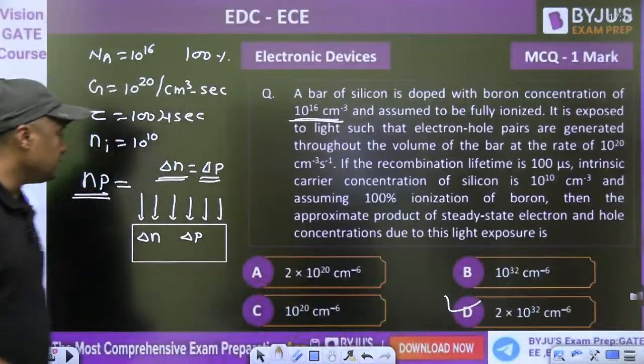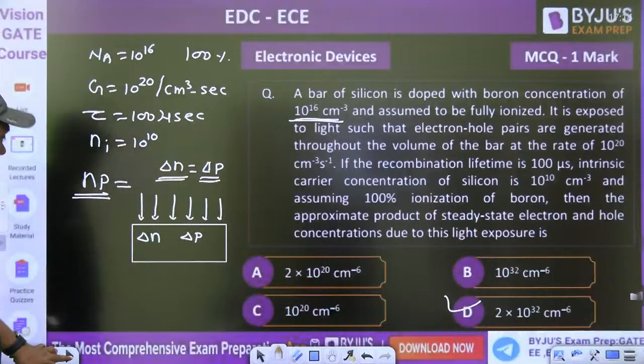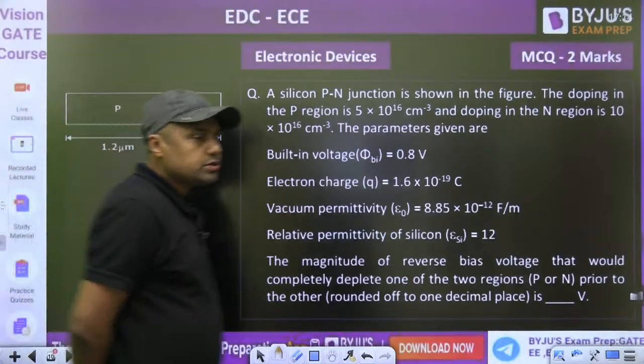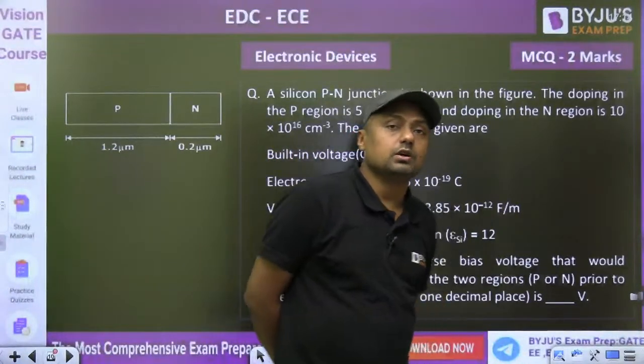Now next question. That is the second question. Now third one. Now we have solved 2 questions, 1 mark questions. Now MCQ 2 mark question, multiple choice question and 2 mark question. And what is the answer for this one?